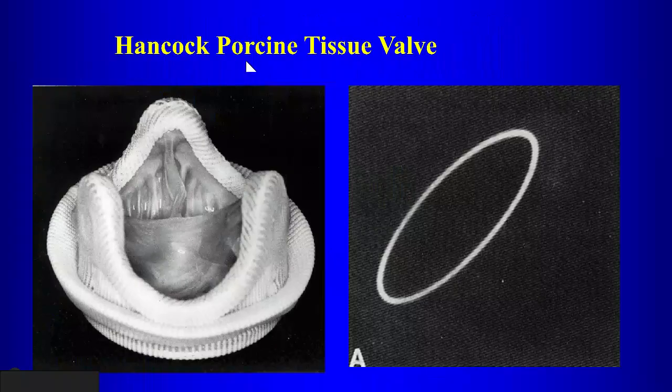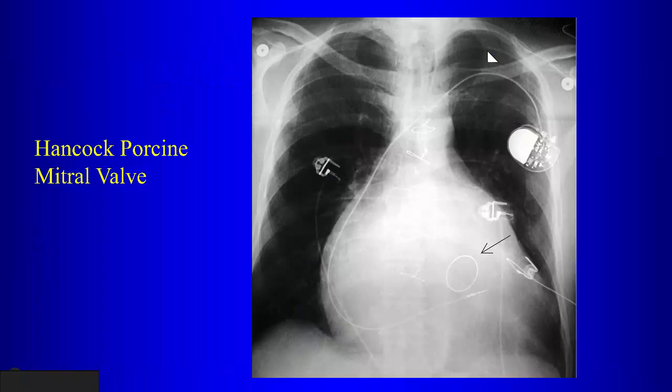Another type of tissue valve might be this one, a Hancock porcine valve. So this one has a valve ring. So the ring itself is the radiopaque portion that you're going to see on your chest radiograph or on your imaging studies. Okay? So here's an example here.